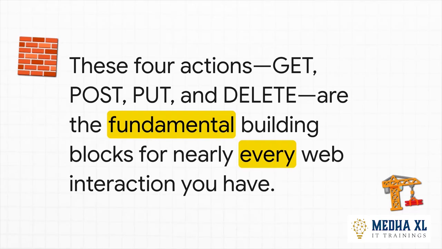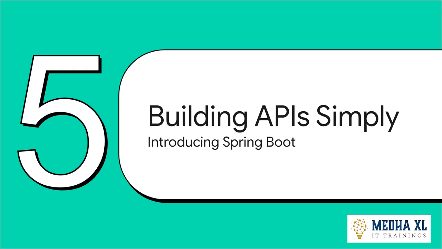And don't underestimate these 4 things. GET, POST, PUT, and DELETE. They are the fundamental building blocks for pretty much everything you do online. From posting a photo, to updating your profile, to deleting a comment, it's all right there. All right, so we get the what and the why, but how do developers actually build these things? Well, that brings us to our final section, building APIs made simple.